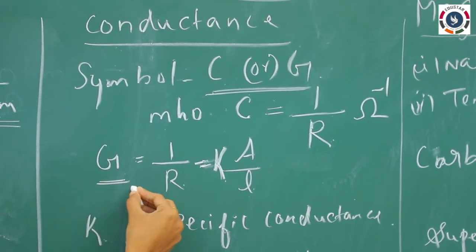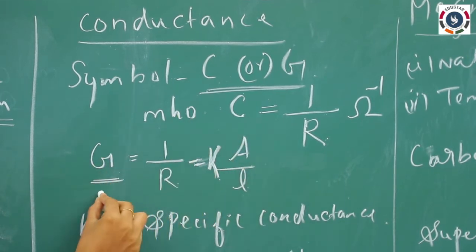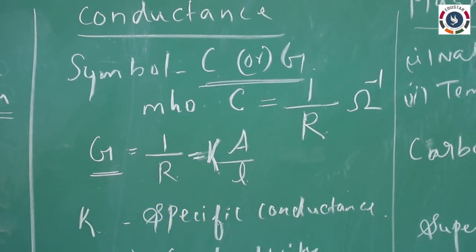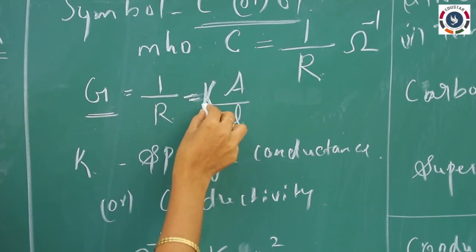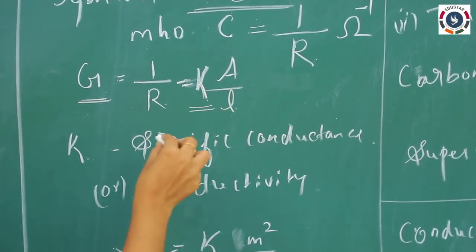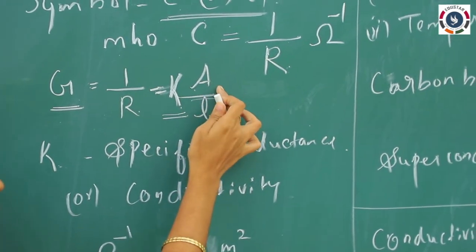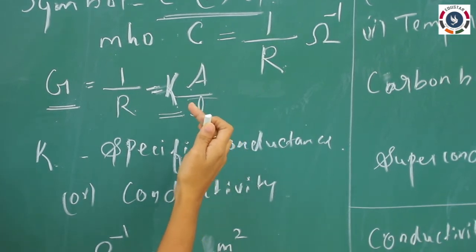This is conductance. Conductance can be indicated by G or C. I am writing here G. G is equal to 1 by resistance, that is, it is the reciprocal of resistance, equal to, I am introducing a new constant here. This constant is called kappa, divided by A by L. What is this A? This A is the area and L is the length.